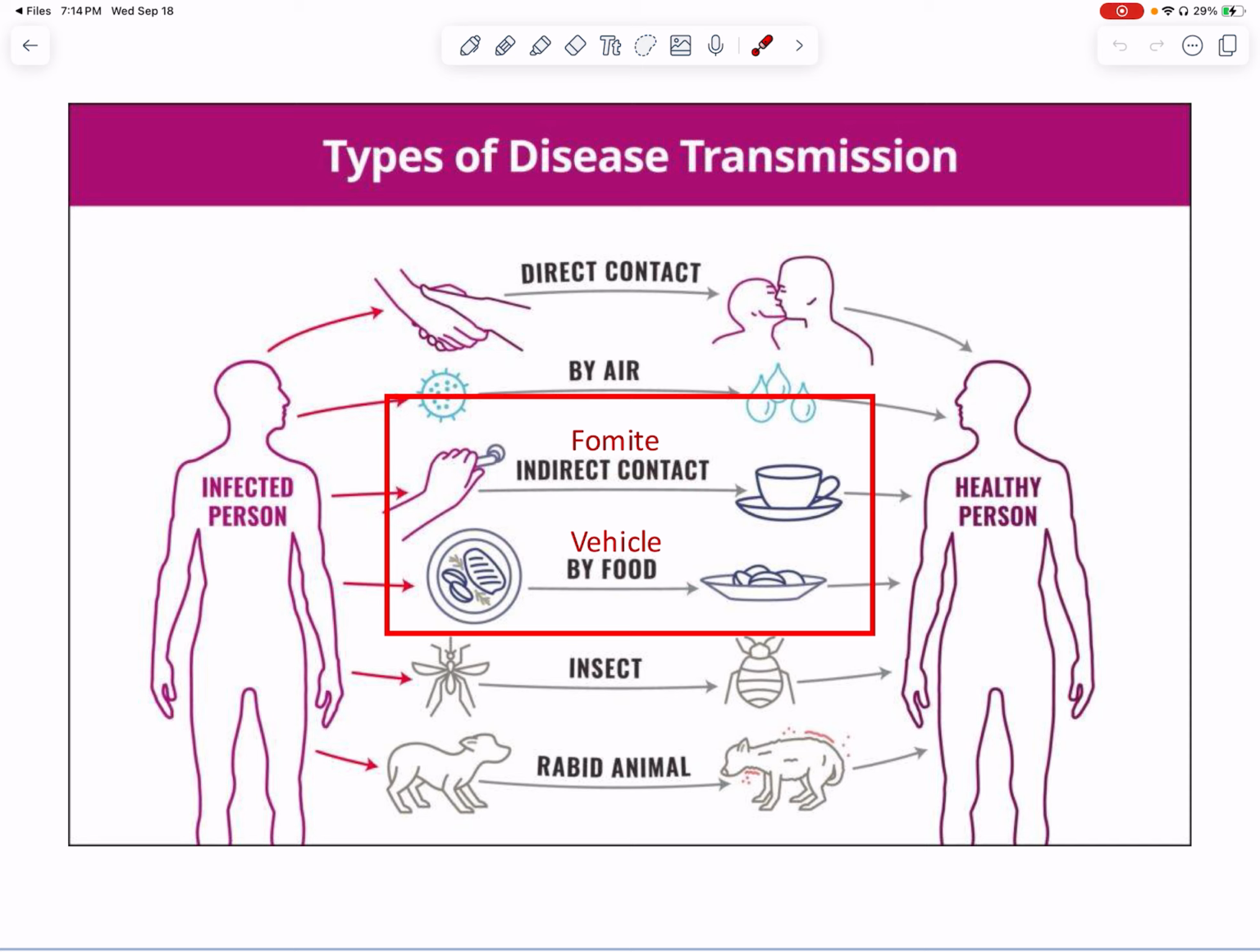Now, eventually in class, we will also talk about vector transmission. So that is like through insects or through spreading diseases through things like rabid animals or animal bites. So that'll come later on in the course.